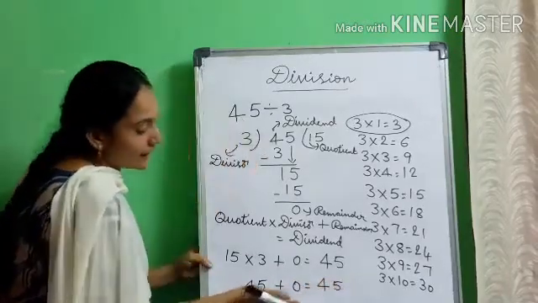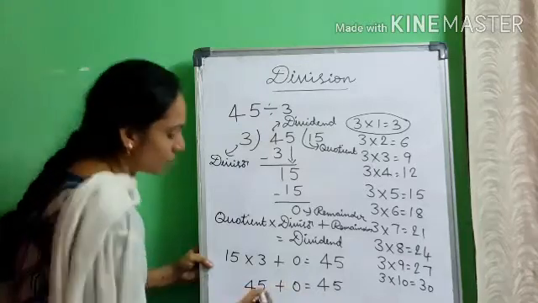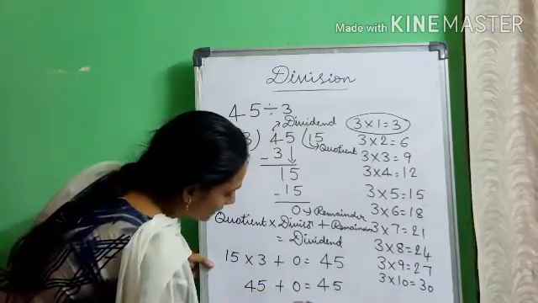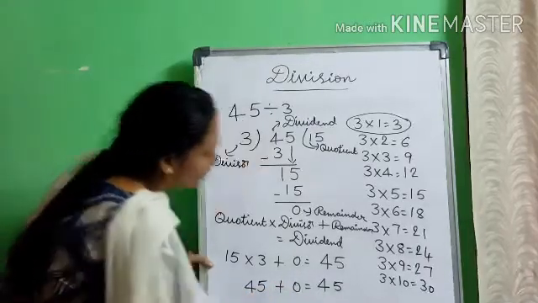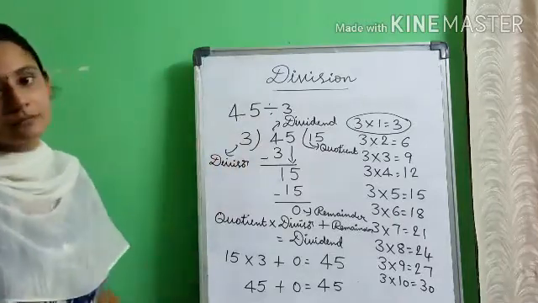When any number is added to 0, the answer is the number. 45 plus 0, 45 is equal to 45. So the division is correct.